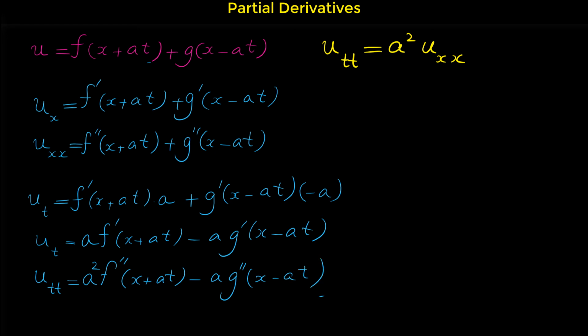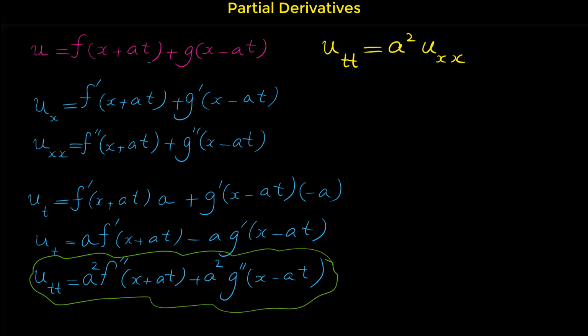If we multiply this by derivative of the inside with respect to t, which is negative a. So we have to multiply this by a negative a. But this negative a times this negative a is plus a squared. So we can write plus a squared here. So the second partial derivative with respect to t is this. So u sub tt is this expression.